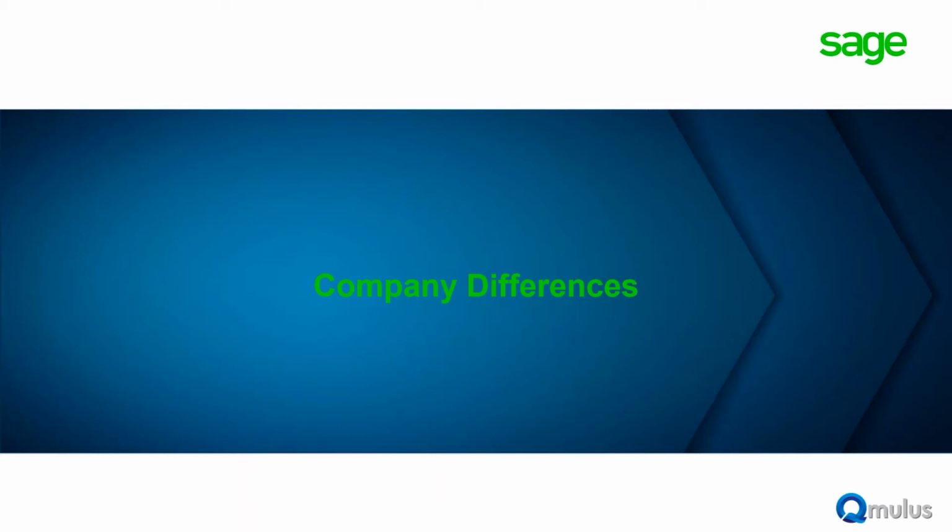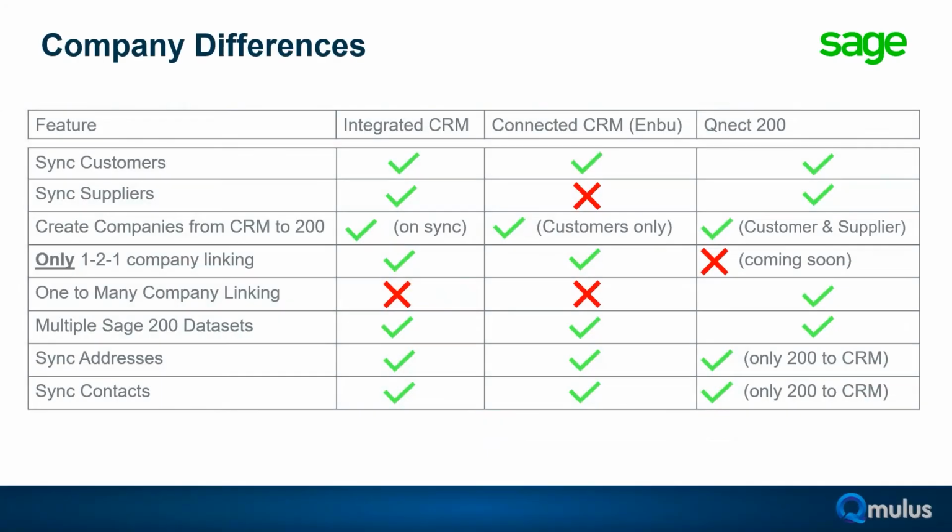So if I just show you the differences with the company. On this slide, we've got the integrated CRM, then the connected CRM, in brackets EMBU, as some people know it, and then Qnect 200 on the side. We'll look through some of the key top-level features. We've got the ability to sync customers. Well, that's in all three products. That's probably one of the key features within a CRM system.